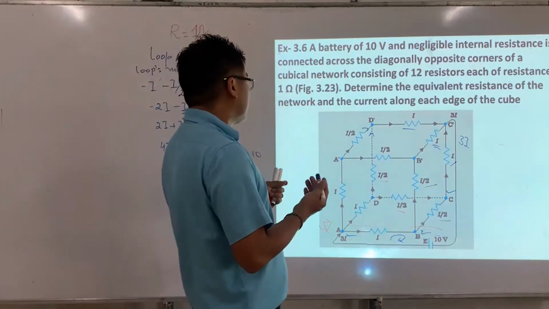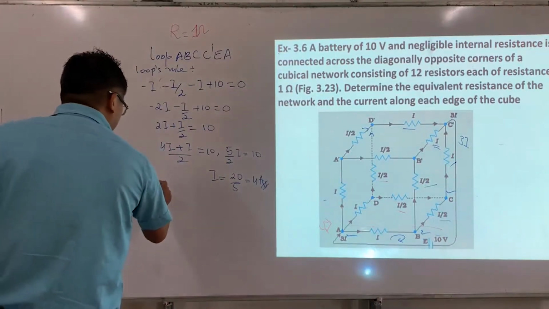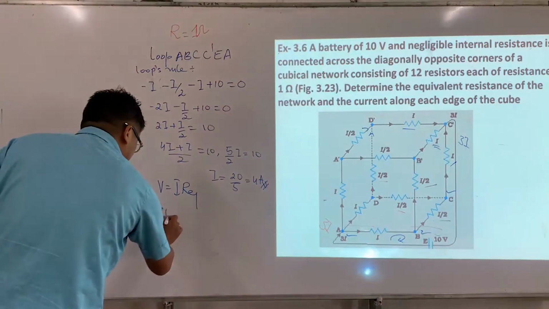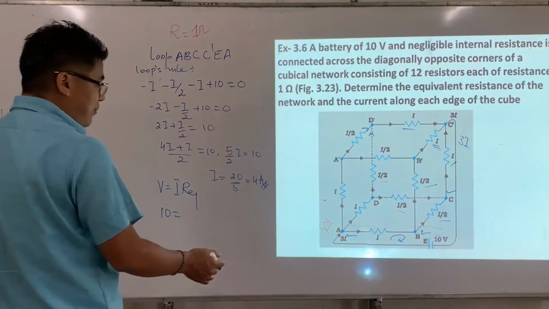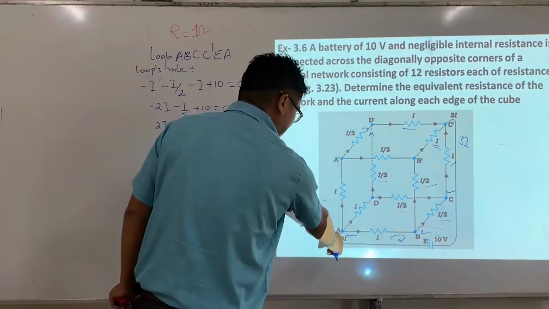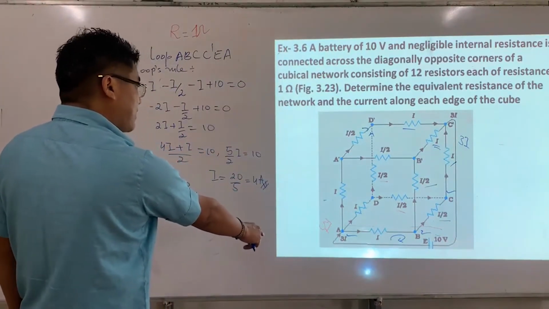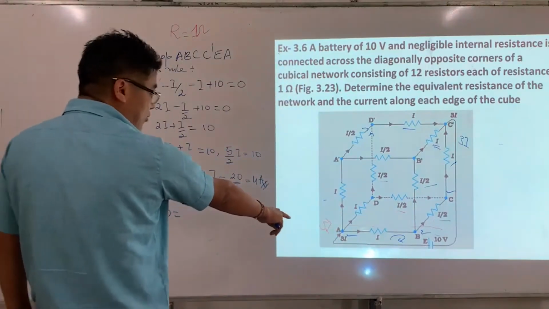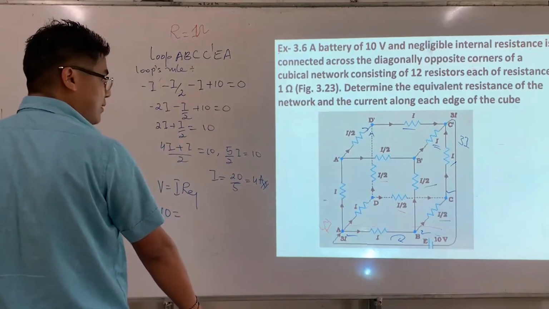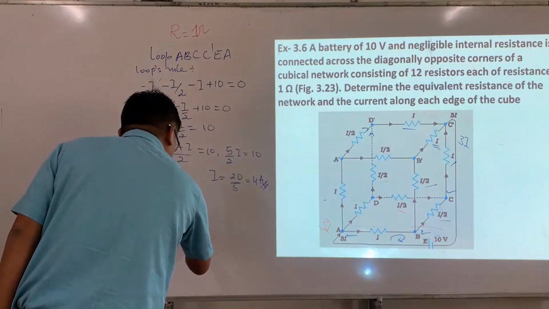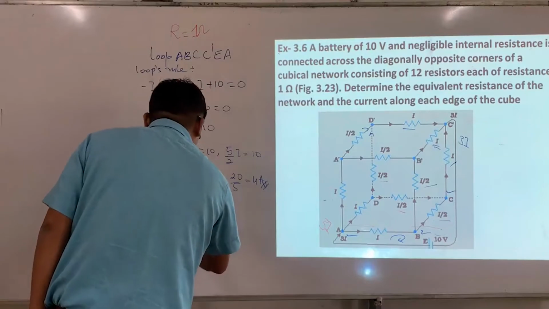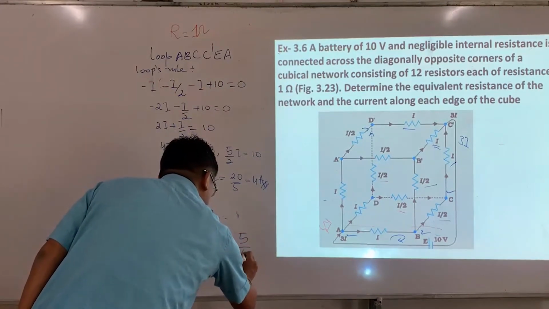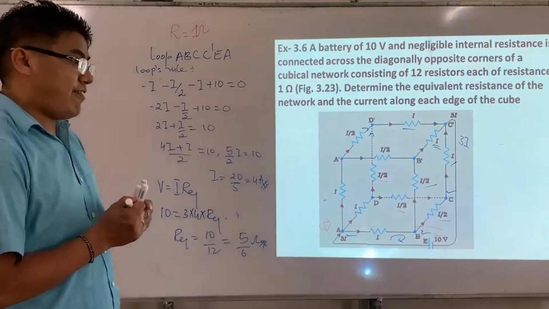Now what I'm supposed to find is the equivalent resistance. Voltage is equal to I times the equivalent resistance. Since the internal resistance is almost zero, I take this as 10. The current is known to us. What is the current passing through it? The total current is going to be 3I. Look here, 3I is going through it. So 10 equals 3 into 4 into the equivalent resistance. Therefore the equivalent resistance is 10 divided by 12, which is equal to 5 divided by 6 ohm. So this is the equivalent resistance.